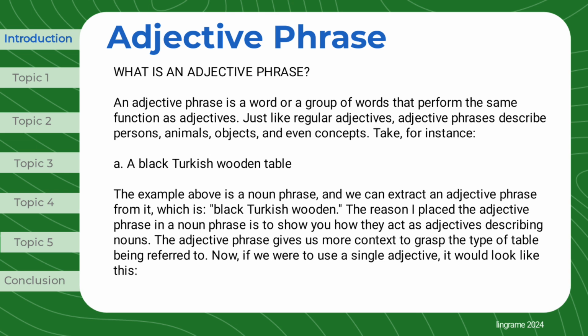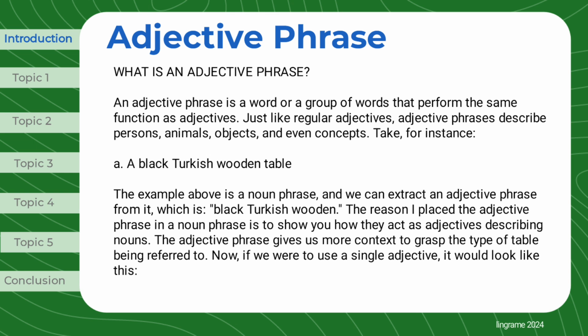The example above is a noun phrase, and we can extract an adjective phrase from it, which is black Turkish wooden. The reason I placed the adjective phrase in a noun phrase is to show you how they act as adjectives describing nouns. The adjective phrase gives us more context to grasp the type of table being referred to.